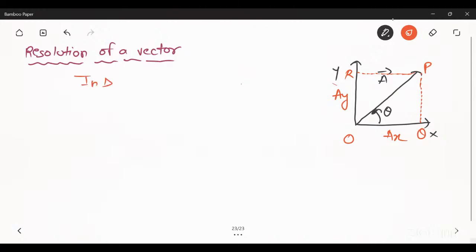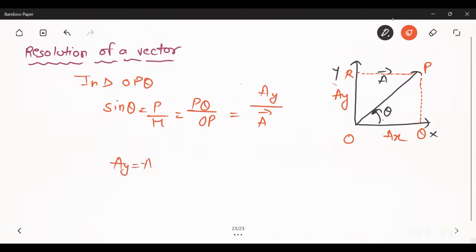Now in triangle OPQ, what is sine theta? Sine theta is perpendicular upon hypotenuse. The side opposite to theta is known as the perpendicular. So what is the side opposite to theta? That is PQ. And what is the hypotenuse? OP. The value of OP is A vector, and PQ is parallel to AY, so I will take AY. So AY equals A sine theta. That means the component on the y-axis equals A sine theta.